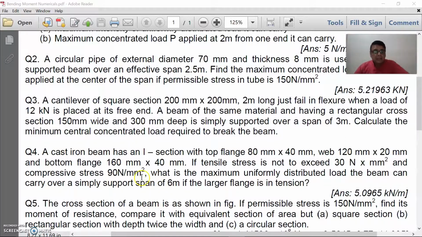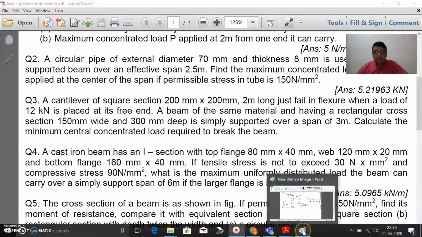We say the beam can carry over a simply supported span of 6 meter if the larger flange is in tension. What do I mean by this? That larger flange is in tension, I'll tell you, right? And UDL, he's asking UDL. Okay, so let us try to solve it.